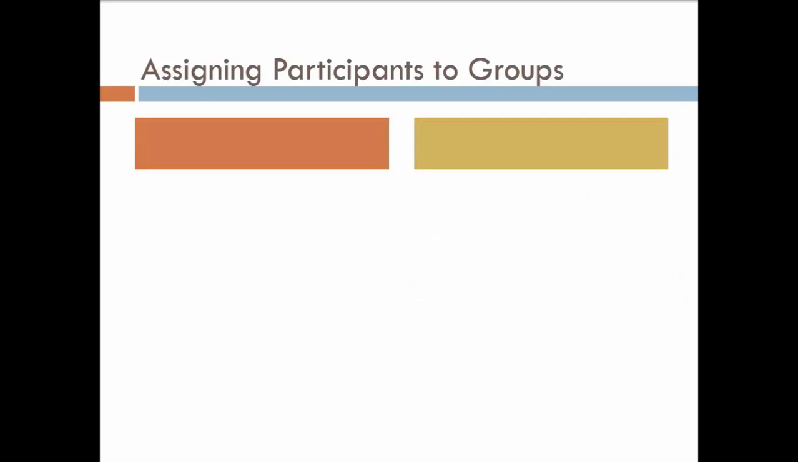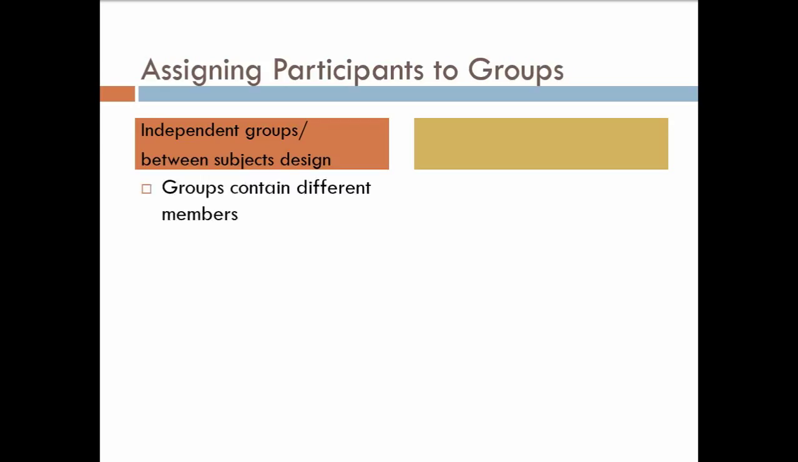Okay, so let's assume we've got a couple of factors that we think are going to do a pretty good job of causing a particular outcome. Okay, how do we get our participants into their experimental groups? Well, there is one technique that's called creating independent groups, or we sometimes call it a between subjects design. What that means is that in this strategy, the groups are going to contain different members. So nobody gets retested or anything like that.